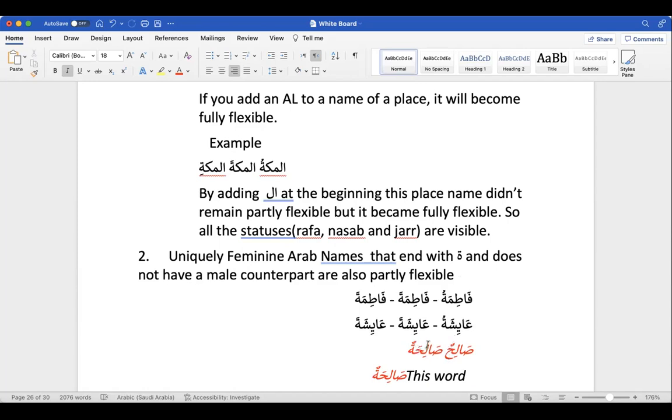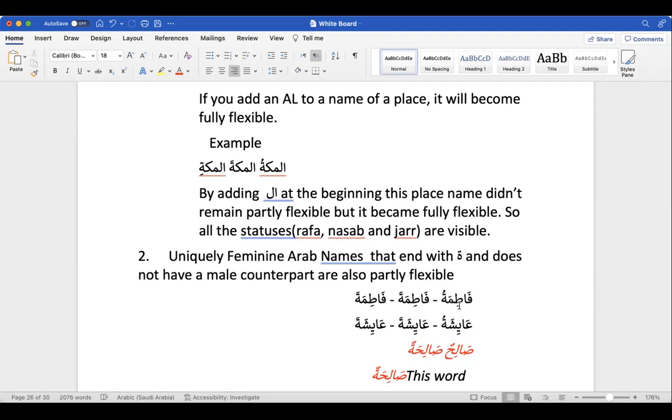I have seen many girls named Saliha. But we also have the male name Salihun. So Salihatun is also ending with ta marbuta, and it's a feminine Arab name, but this Salihatun has a male counterpart, Salihun. So that means this is fully flexible. But Fatima is an Arab feminine name ending with ta marbuta, but it does not have any male counterpart.